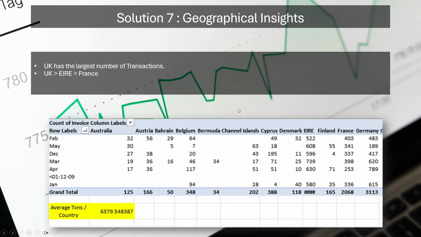Moving on to the next question, geographical insights. According to this data, the most transactions happened in the UK. The UK was the top country, then Ireland, and then France. The average transactions per country was 6,379, and the list is so long.